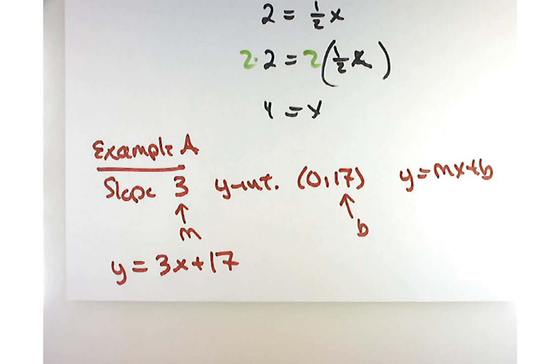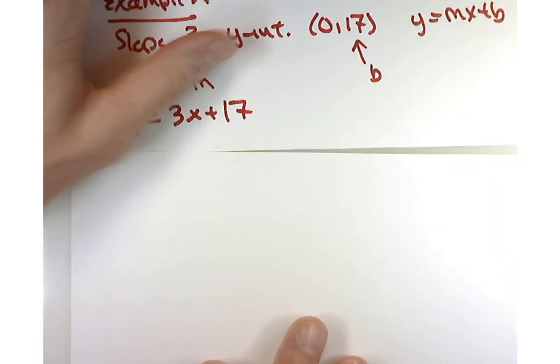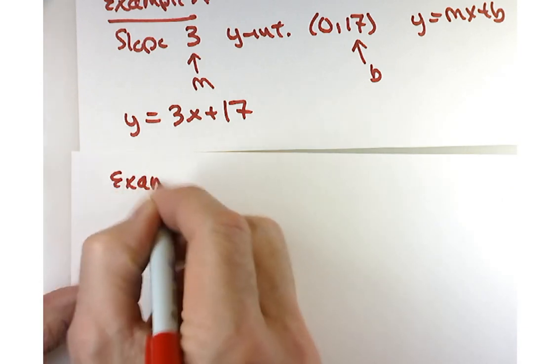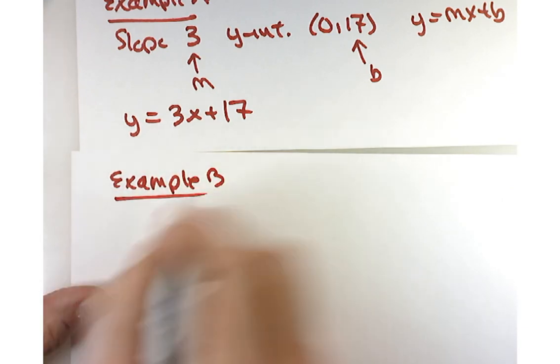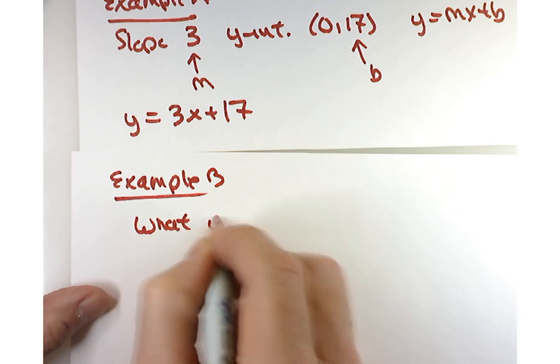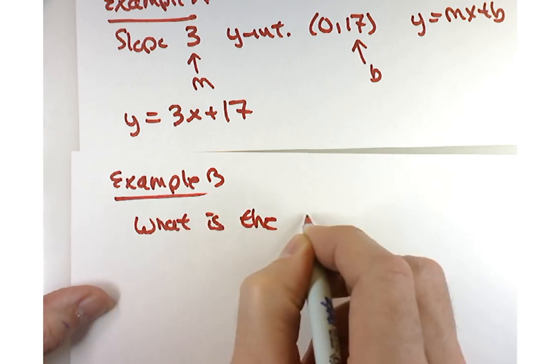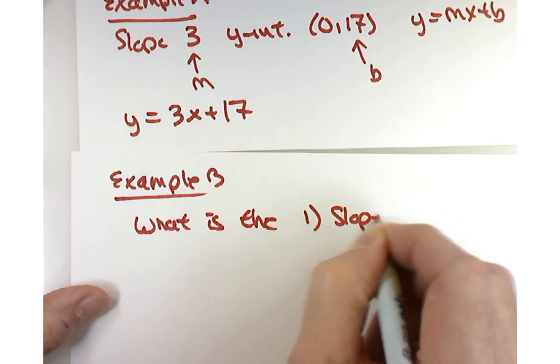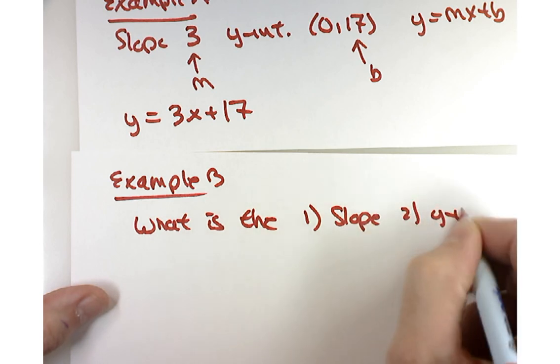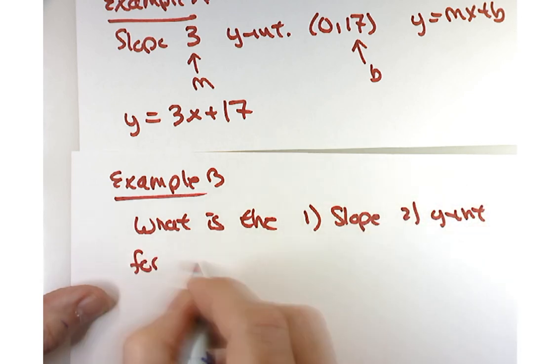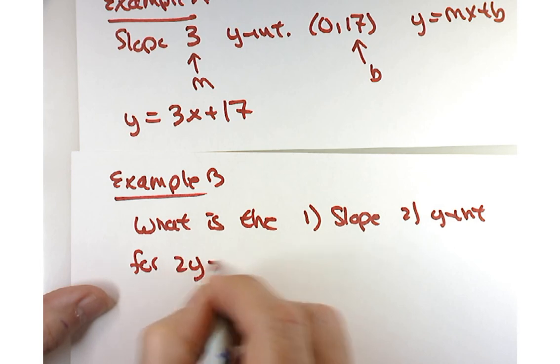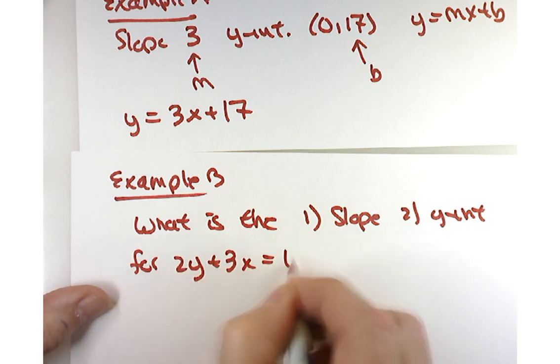So they're not always going to be quite that nice. Sometimes you might have to solve for y. Such is the case if you had something like this. Call this example B. What is, first of all, the slope? And secondly, the y-intercept for 2y plus 3x equals 12.